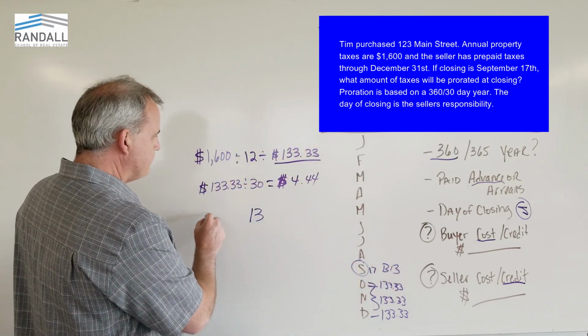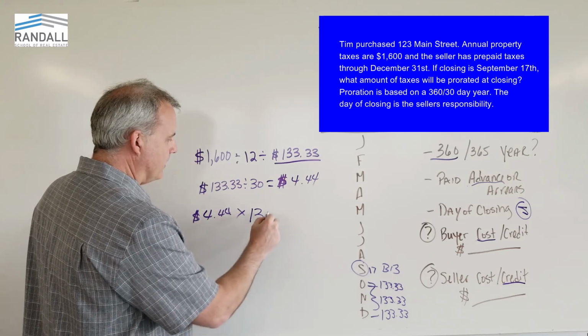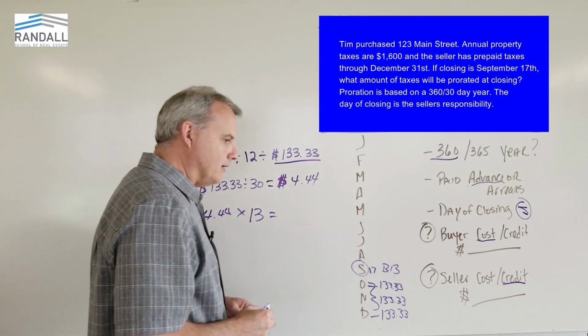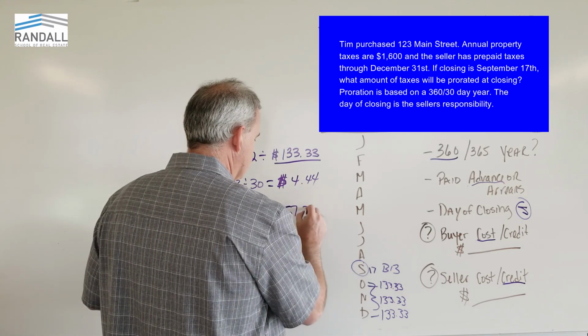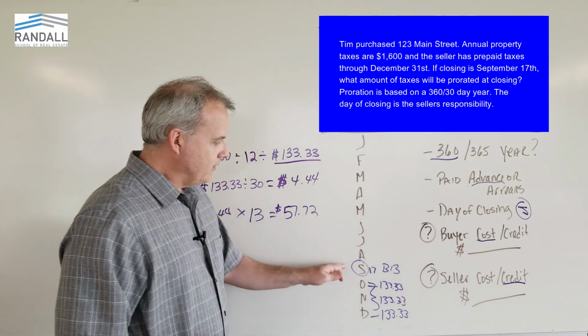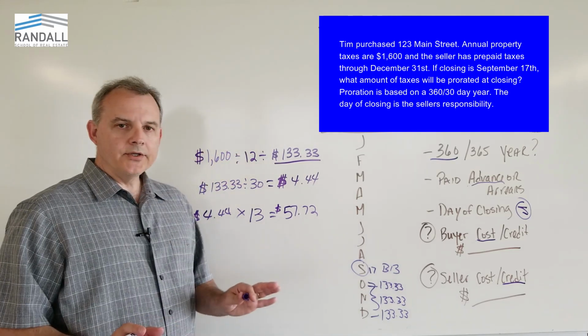So we're going to take $4.44 and multiply it by 13. When we do that, that's going to give us a total of $57.72.